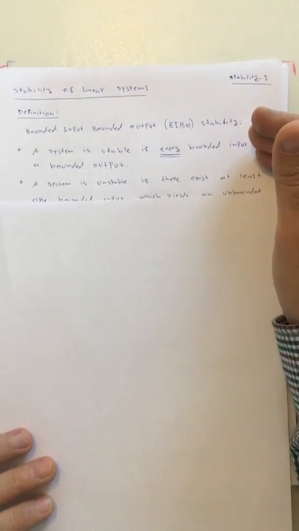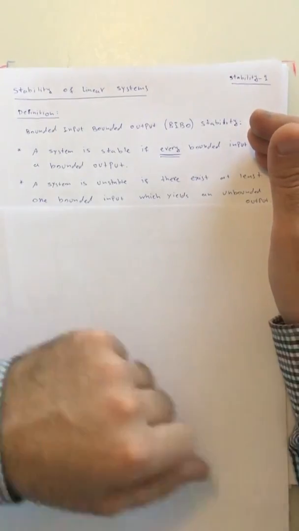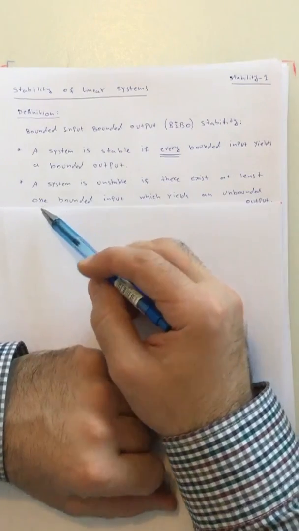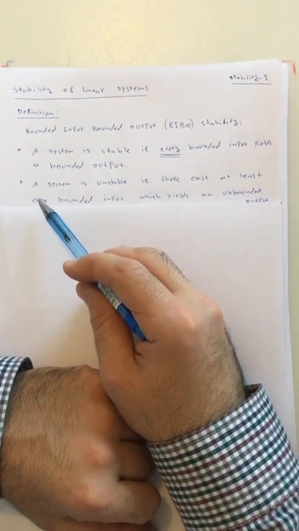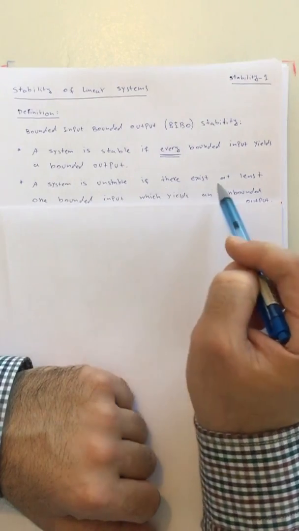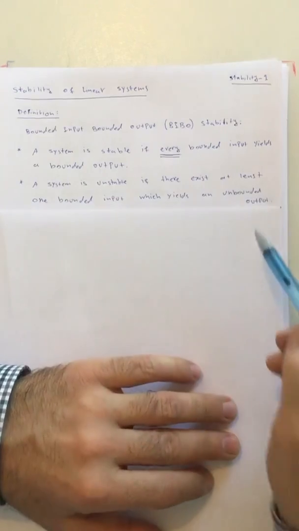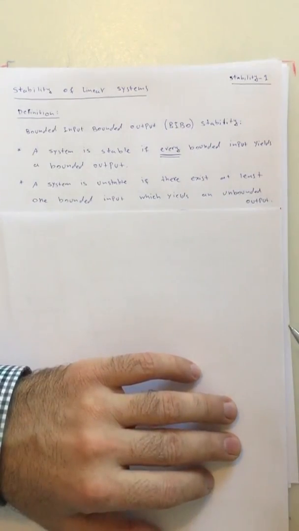Similarly, we can define the instability of systems, but this time it is a bit simpler to define. A system is unstable if there exists at least one bounded input which yields an unbounded output, which means that if you can find a bounded input that gives you an unbounded output, it is enough to say that the system is not stable.